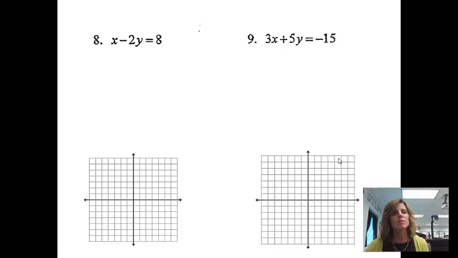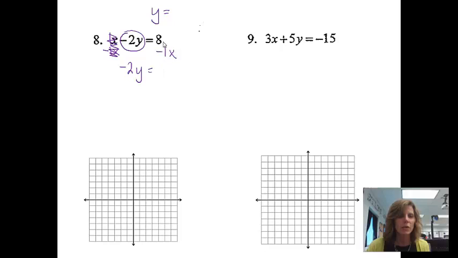x minus 2y equals 8. The first thing that I am going to do is put a 1 in front of the x, just so that there's a number there. Okay, again, my goal is to make it say y equals. So this is the part that I want to be by itself. To get rid of a positive 1x, I'm going to subtract 1x from both sides. Okay, these are now canceled out. So now I have negative 2y equals, and I'm not allowed to combine those because they're not like terms, so I'm just going to keep it as 8 minus 1x.